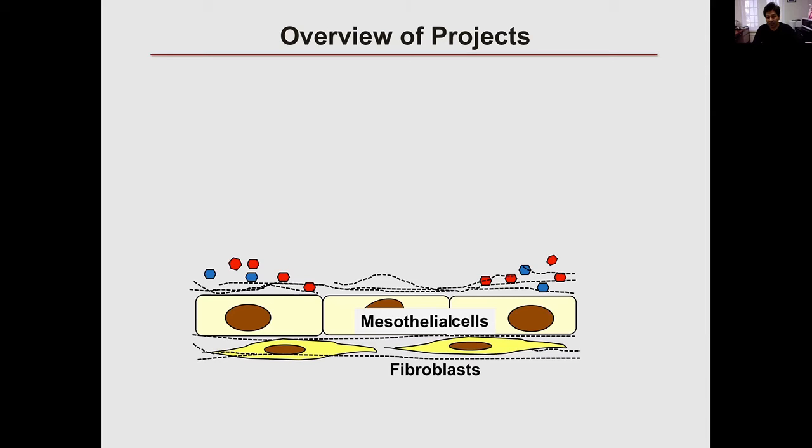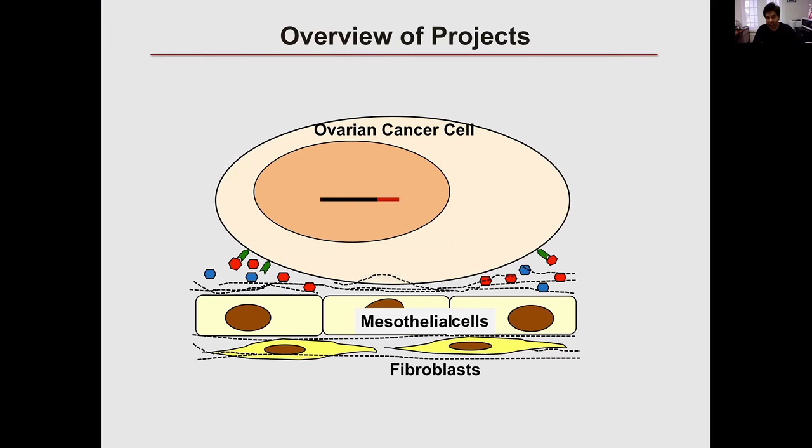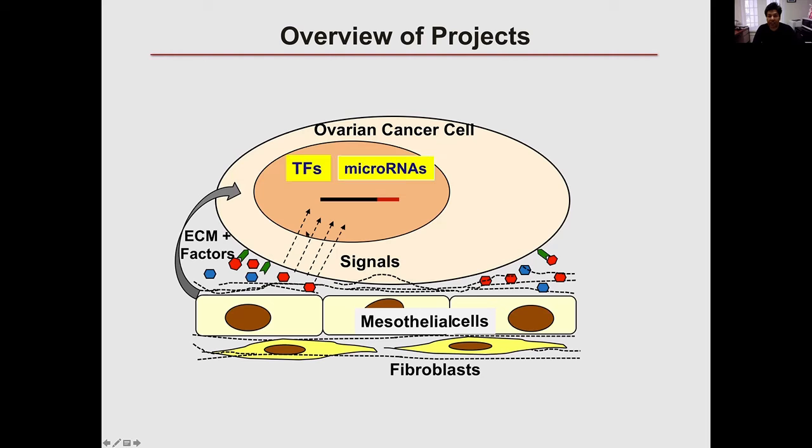So we study what happens when these cancer cells come and attach to the surface of the omentum. So this is the layer of mesothelium, and these are the fibroblasts. And these are the cancer cells which come and attach. So now what are the signals coming from this microenvironment which are received by these cancer cells? And what are the intracellular signaling pathways that are triggered as a result of these interactions? These can be paracrine, these can be juxtacrine. And then these signaling cascades that are activated can lead to changes in transcription factors and microRNAs. Both of them are involved in gene regulation.